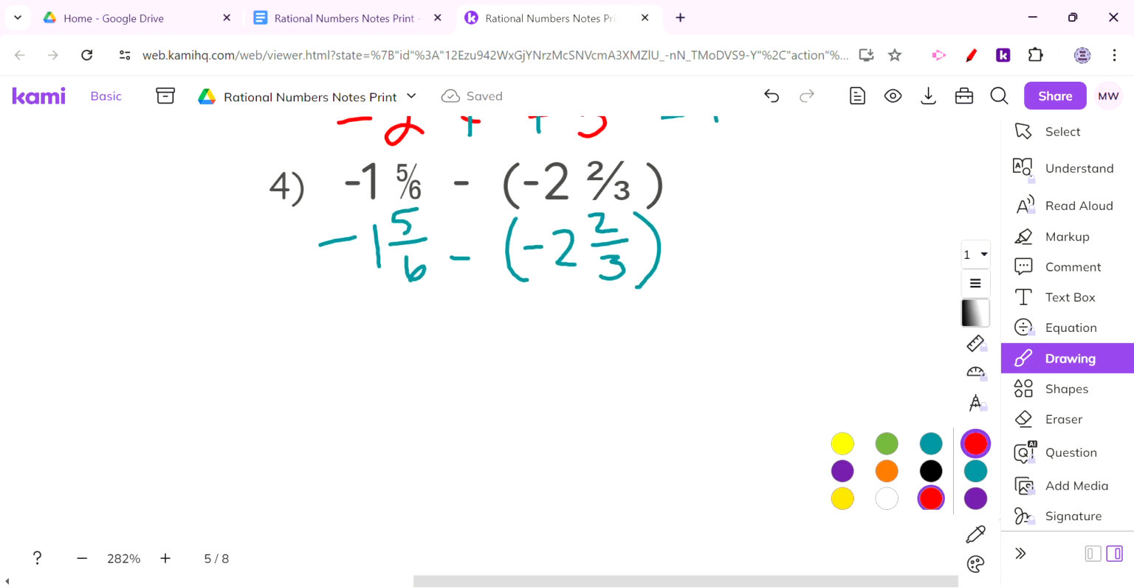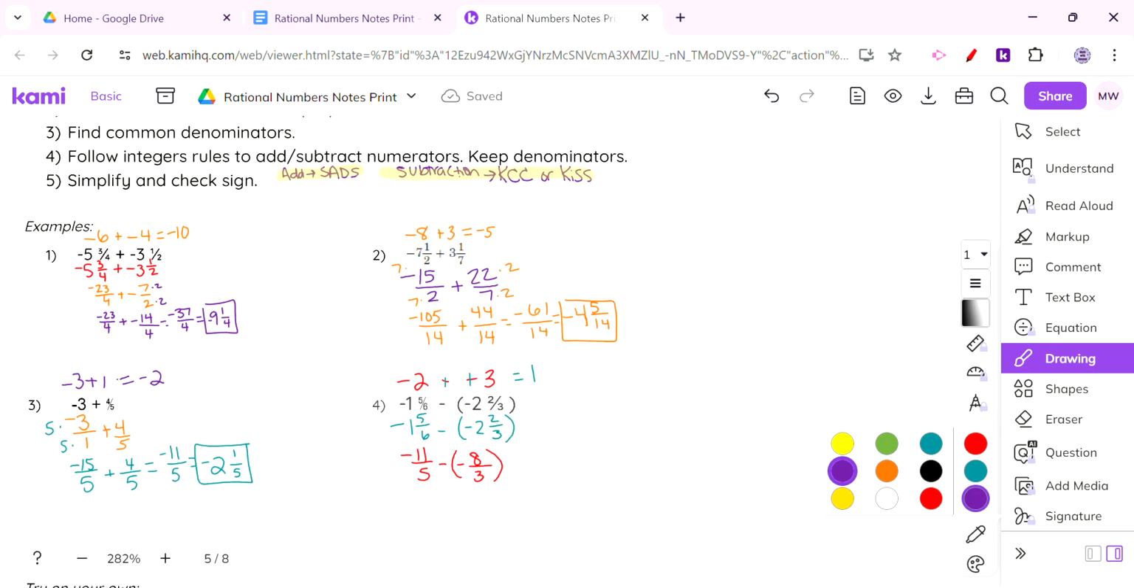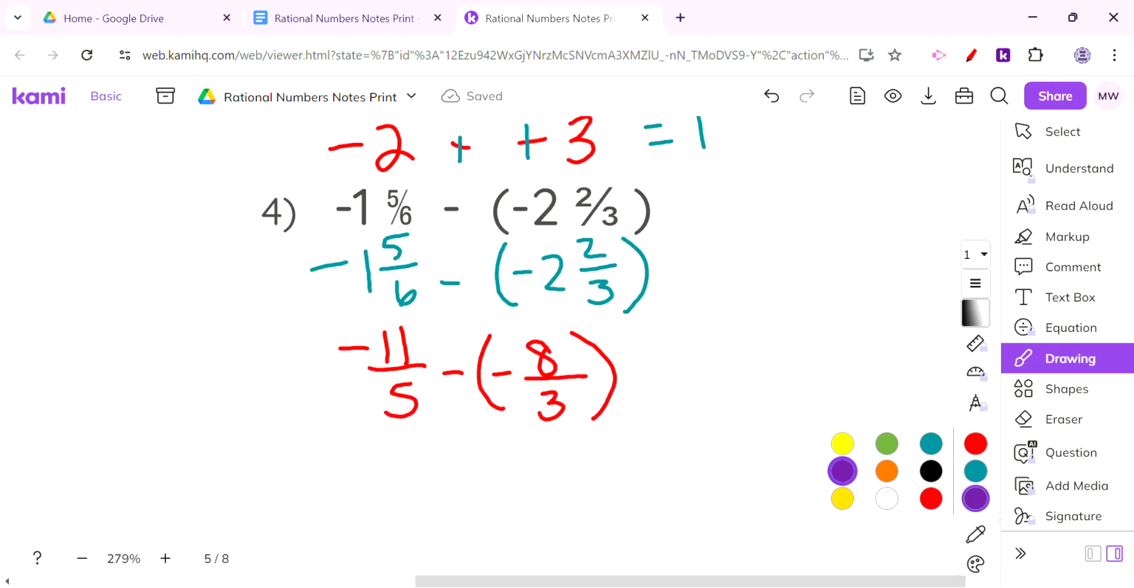So let's turn these into improper. 6 times 1 is 6, plus 5 gets us 11. 3 times 2 is 6, plus 2 gets us 8. All right. Step 3, we're going to find our common denominator. So between 5 and 3, our common denominator is 15.